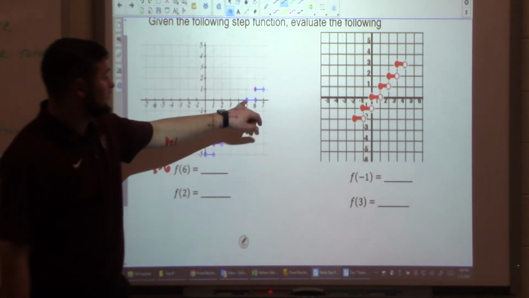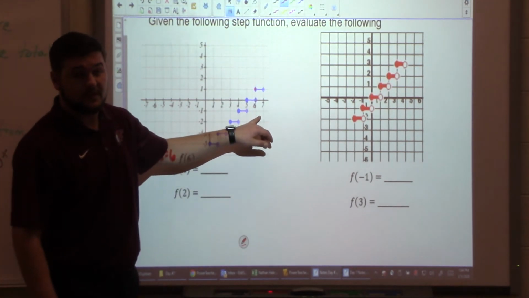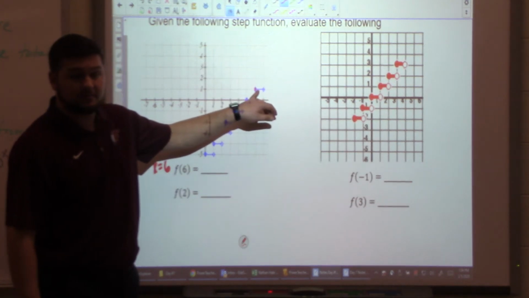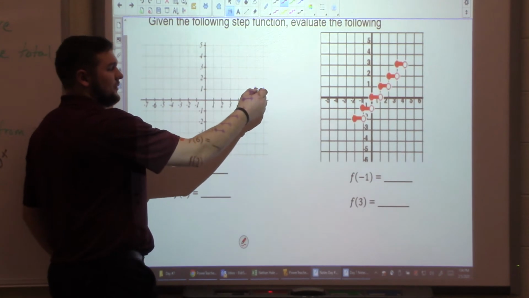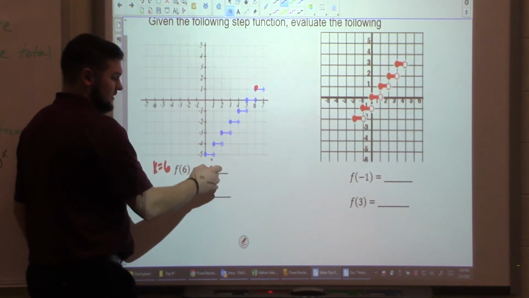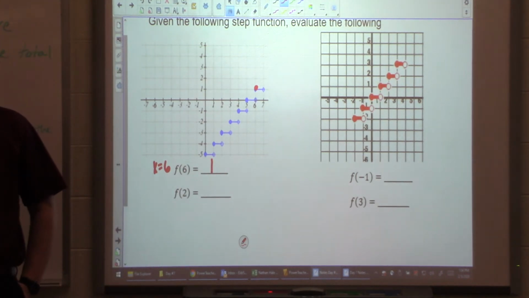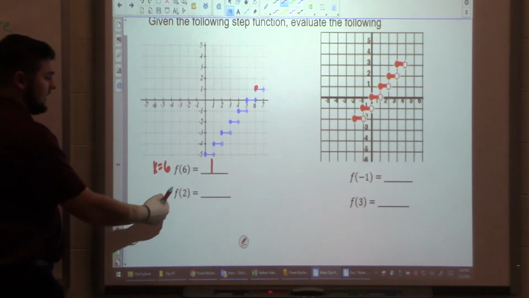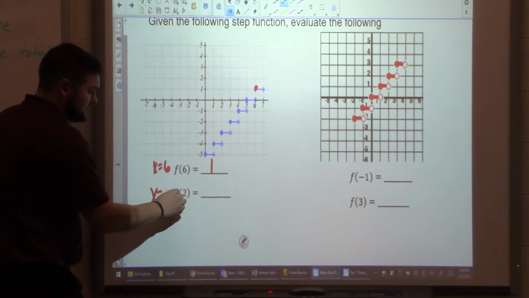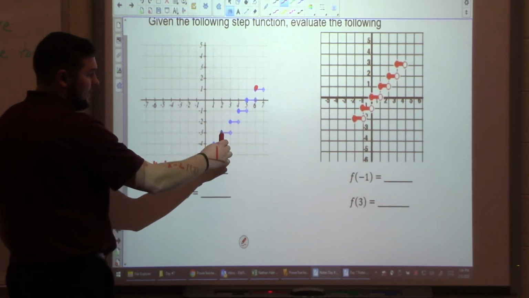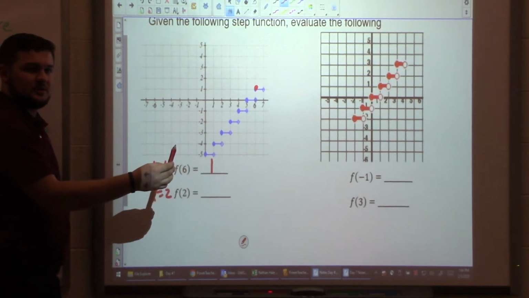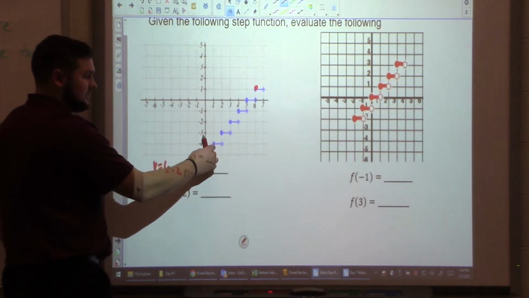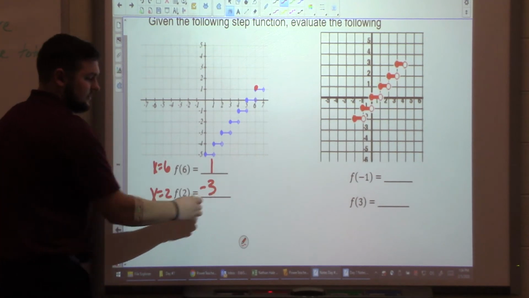I cannot include the open circle. I can include the filled-in point. So f of 6 is at 1, y would equal 1. Okay, f of 2, I'm going to look where x equals 2. I go down, I have a filled-in point and I have an open point. You can only count the filled-in one, so it's going to be -3. Does that make sense?